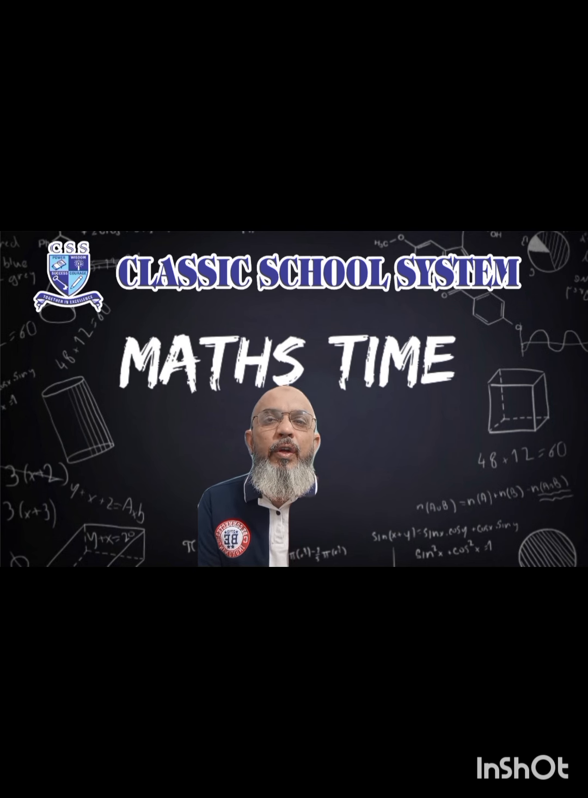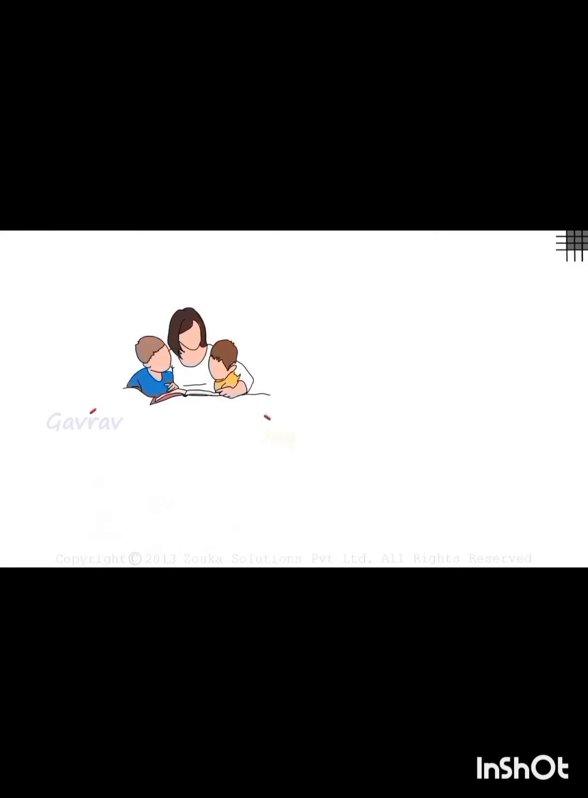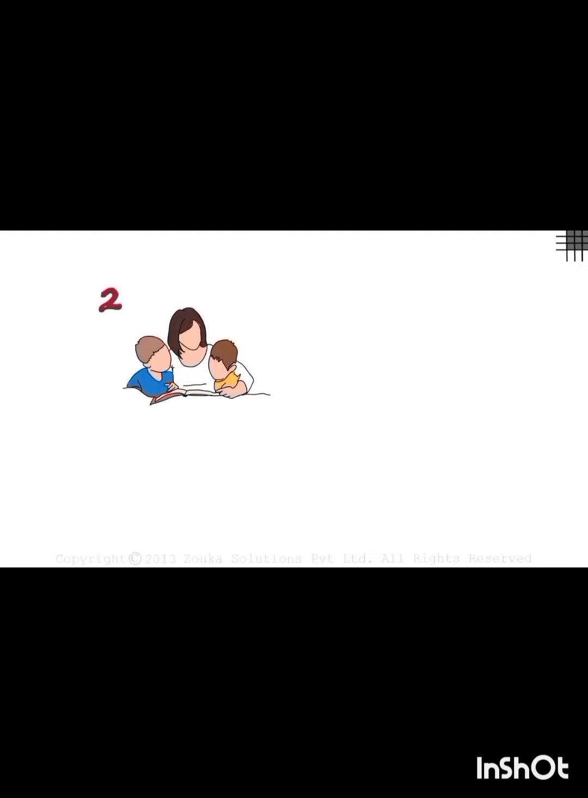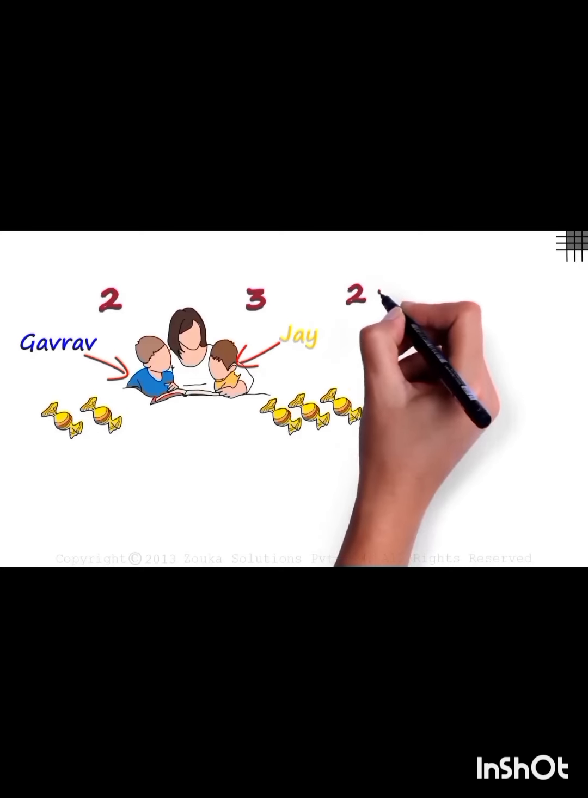Let's start the video. To understand ratios, you just need to understand a simple story. Gav and Jay used to receive chocolates from a mysterious magic hand every day. But the magic hand was a little biased towards Jay. Every time it gave two chocolates to Gav and it gave three to Jay. Two to Gav and three to Jay. Nobody knew why. Of course, Jay did not complain.